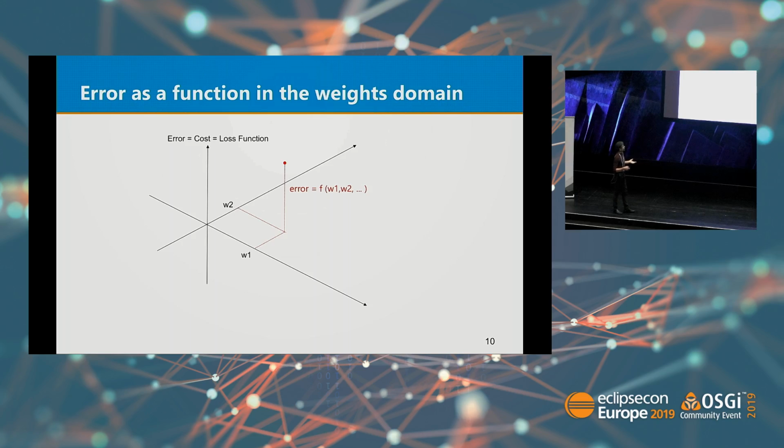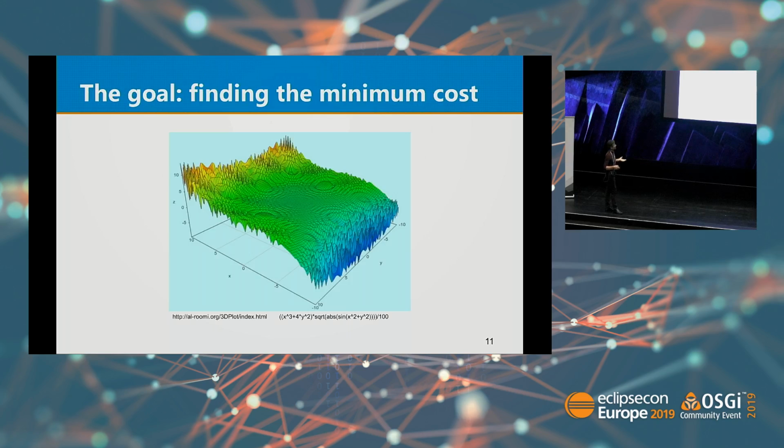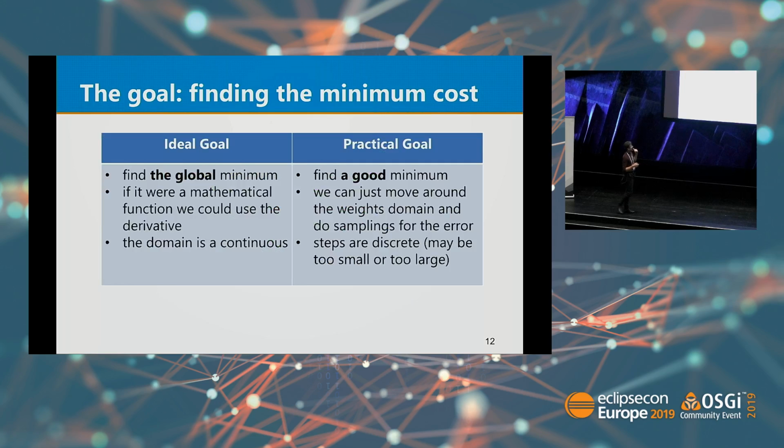Well, this function maybe could look like this, but we don't see this function. We just have one goal in mind: to minimize the error. So our ideal goal is to find the global minimum of this function. But in practice, we don't know how to find this global minimum. We can just be happy to find a good minimum.